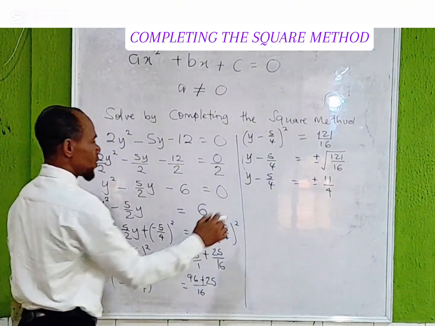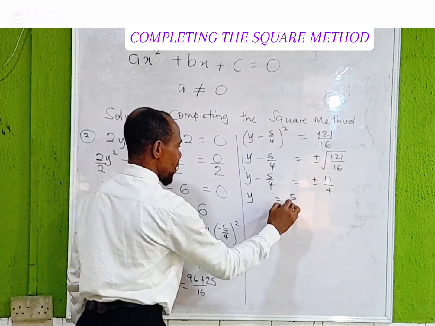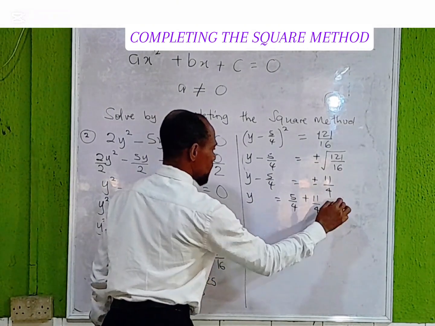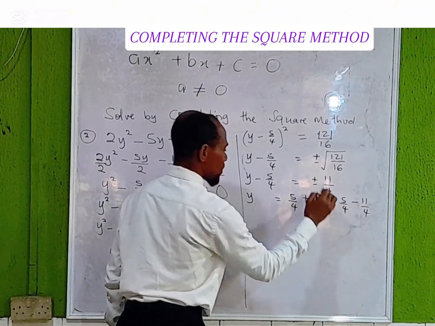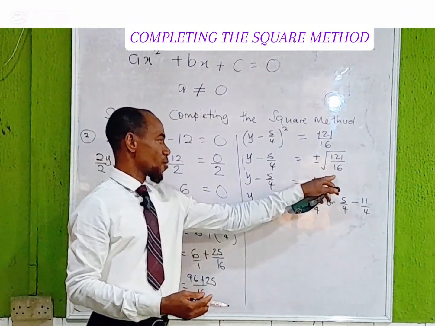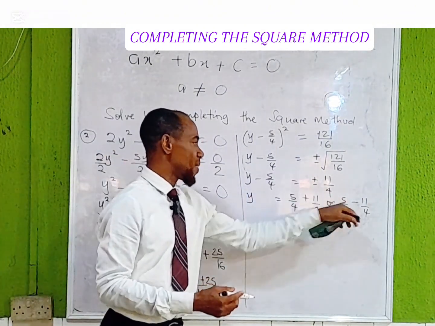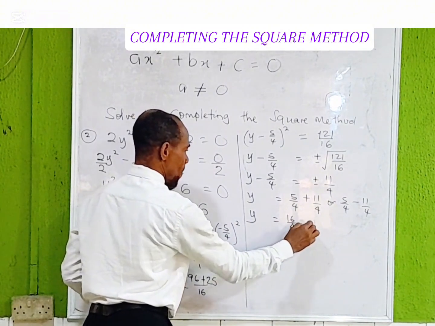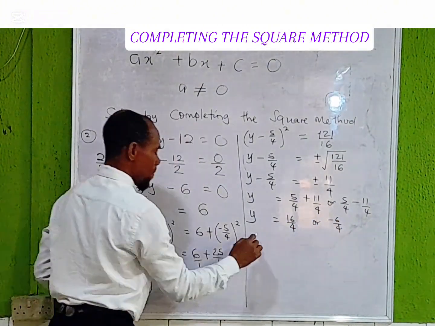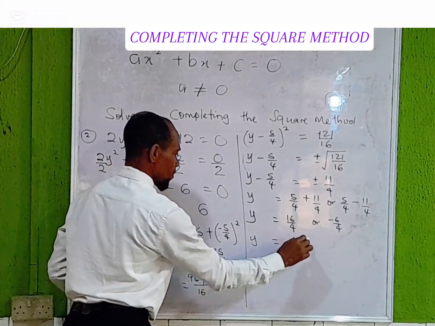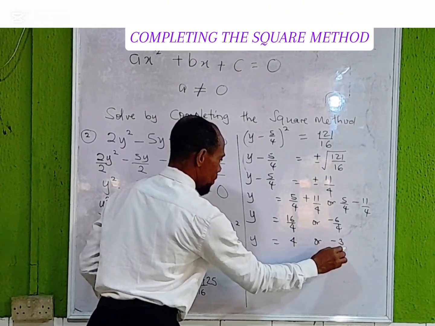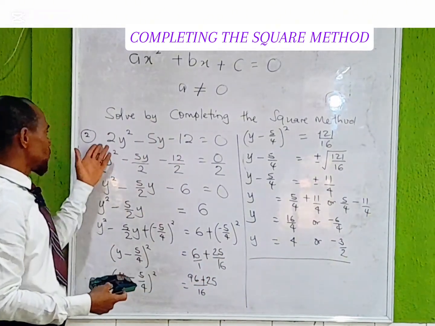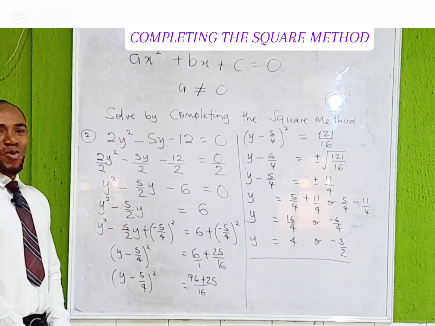So at this stage, I have y being equal to plus 5 over 4 plus 11 over 4. I'm separating this plus or minus now. Or the same 5 over 4 minus 11 over 4, because these are 2-in-1 operations. So 5 over 4 plus 11 over 4 on one hand, the same 5 over 4 minus 11 over 4. So we have what here? When you simplify this, I'm going to have 16 over 4 or minus 6 over 4. Then I'm going to have 4 or minus 3 over 2. And those exactly are the roots or solution of this quadratic equation using completing the square method.